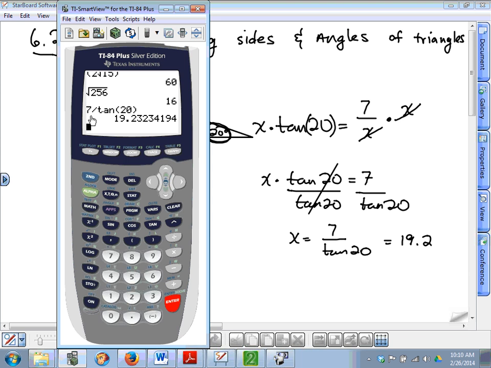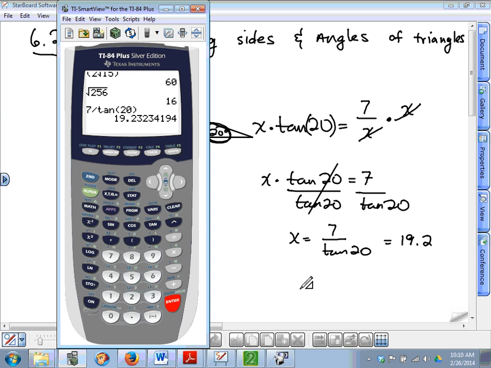On your calculator, you type in 7 divided by, because that's exactly what it is here, 7 divided by the tangent of 20. There's no way that you guys can do this without a calculator. There's no way by hand to do 7 divided by tangent of 20. Okay?